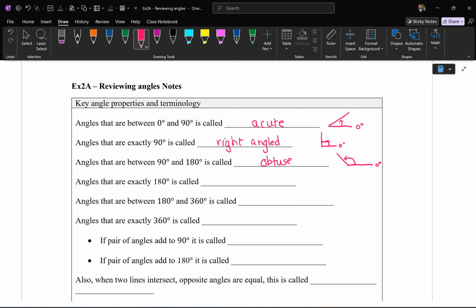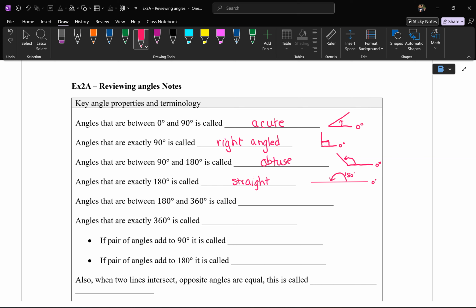Then when you finally hit 180 degrees, what is that called? Let's go with someone else. Garissa. Straight angle. This is called a straight angle. It's easy to remember because it literally is just a straight line, which we know makes exactly 180 degrees. So 0 degrees starts here, and if you did a 180 turn, you're literally facing the other direction. Next one, angles that are between 180 degrees and 360 degrees.